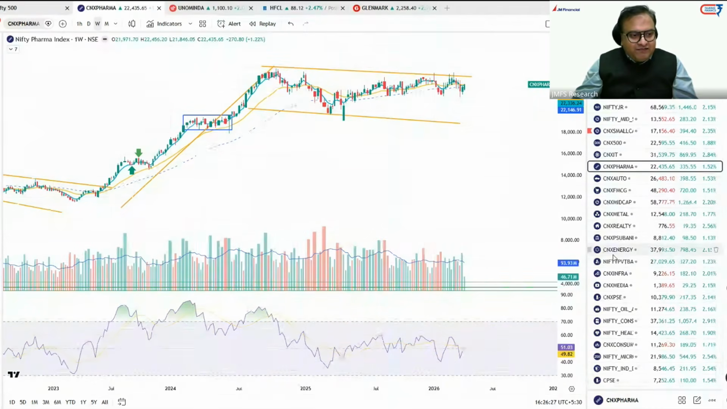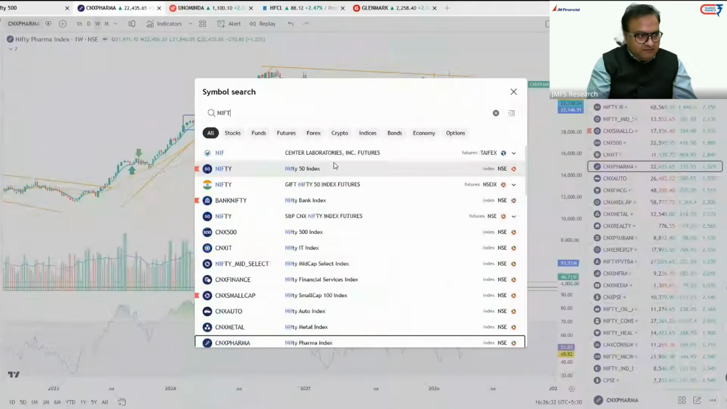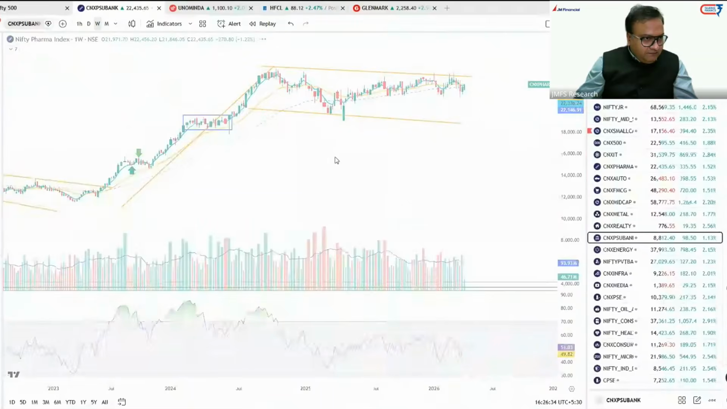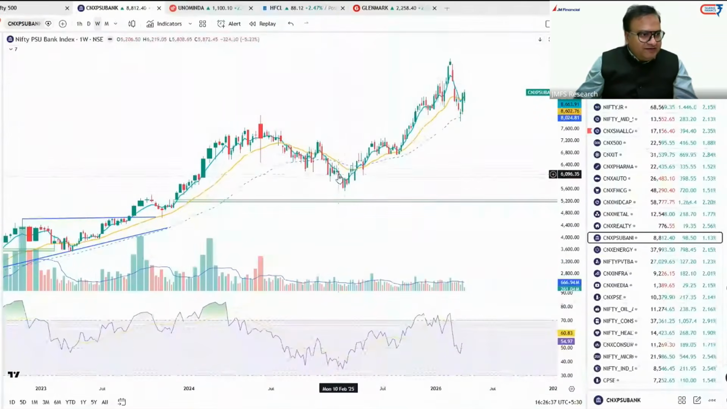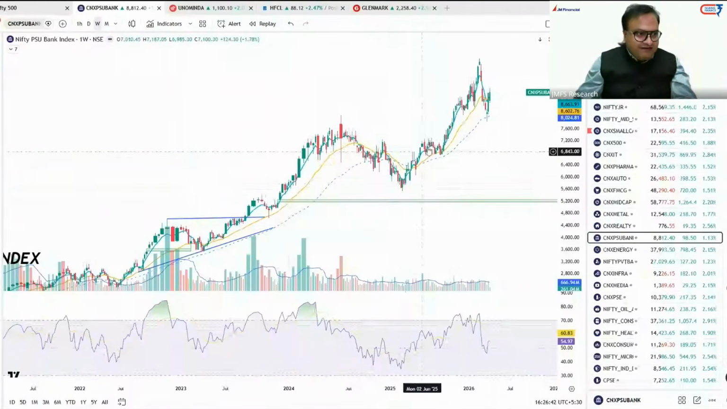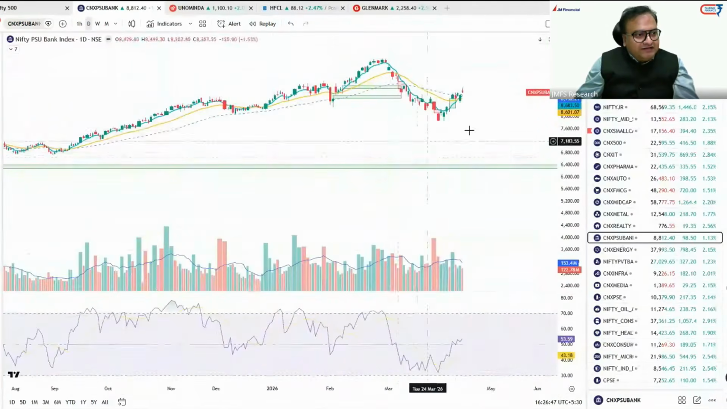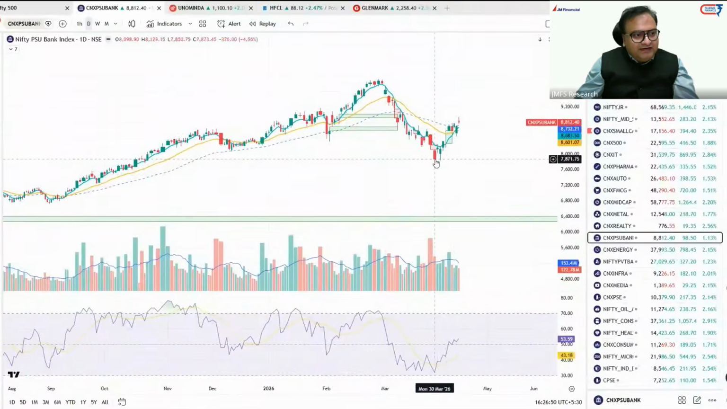Another one is the PSU Bank Index. So the PSU Bank Index is also very much similar. This was the breakout that happened in September. Then we've seen a correction, pullback. Something similar has happened over here. If you look at the daily charts, yeah, this is where we are right now. So we've just started on the recovery mode. We could very well head towards these previous highs which were formed not so long ago, pretty soon. So from an immediate perspective, the PSU Bank Index looks very good.